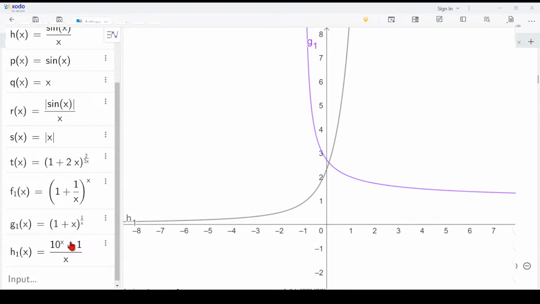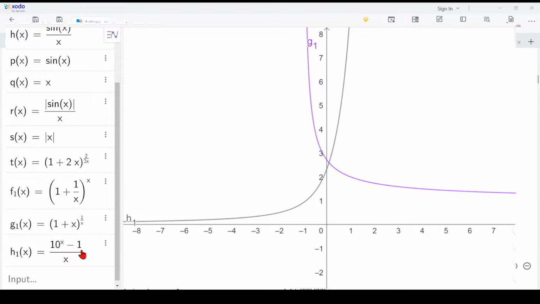ln y equals x ln 10. Agreed? Now, if you differentiate on both sides, what will happen? ln y differentiates to 1 by y times y dash, equals ln 10. Agreed? So y dash equals y into ln 10. What is y? 10 power x. So basically dy by dx equals 10 power x ln 10.